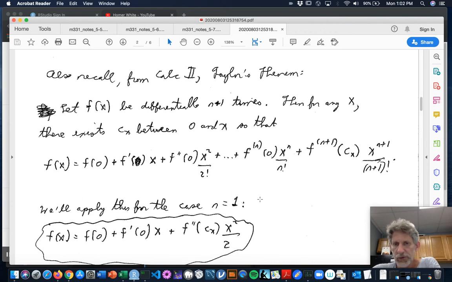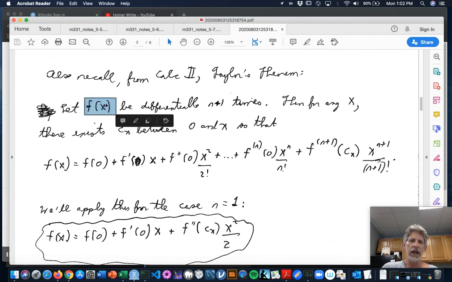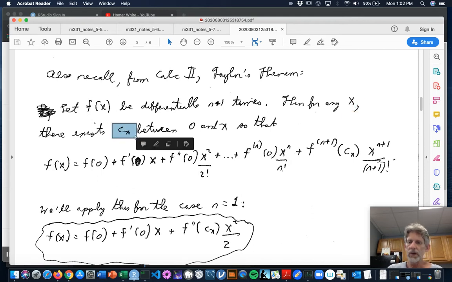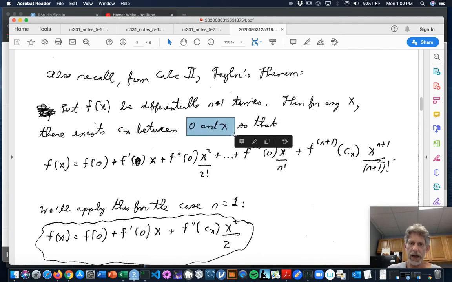Also, officially, you know from Calc 2, although people never get enough practice with it, Taylor's theorem. And Taylor's theorem says take a function f of x and suppose it's differentiable n plus 1 times, which means all its derivatives up to the n plus first derivative at least exist. Then for any x, any real number x, there exists a real number c sub x, because it depends on x, that's somewhere between 0 and x, so that f of x could be written like this.